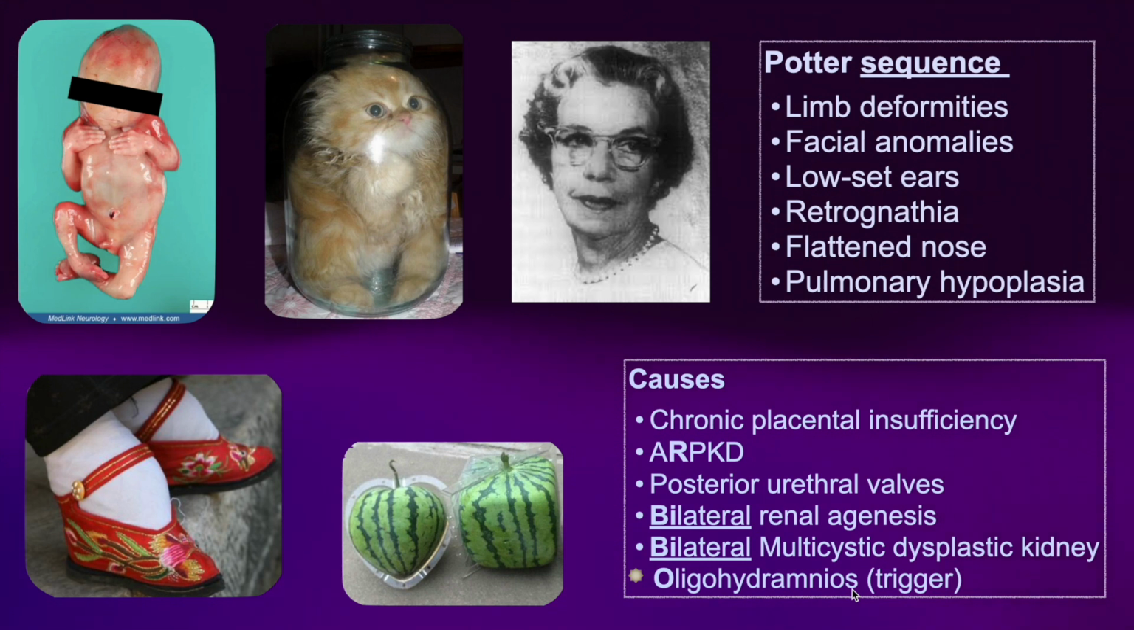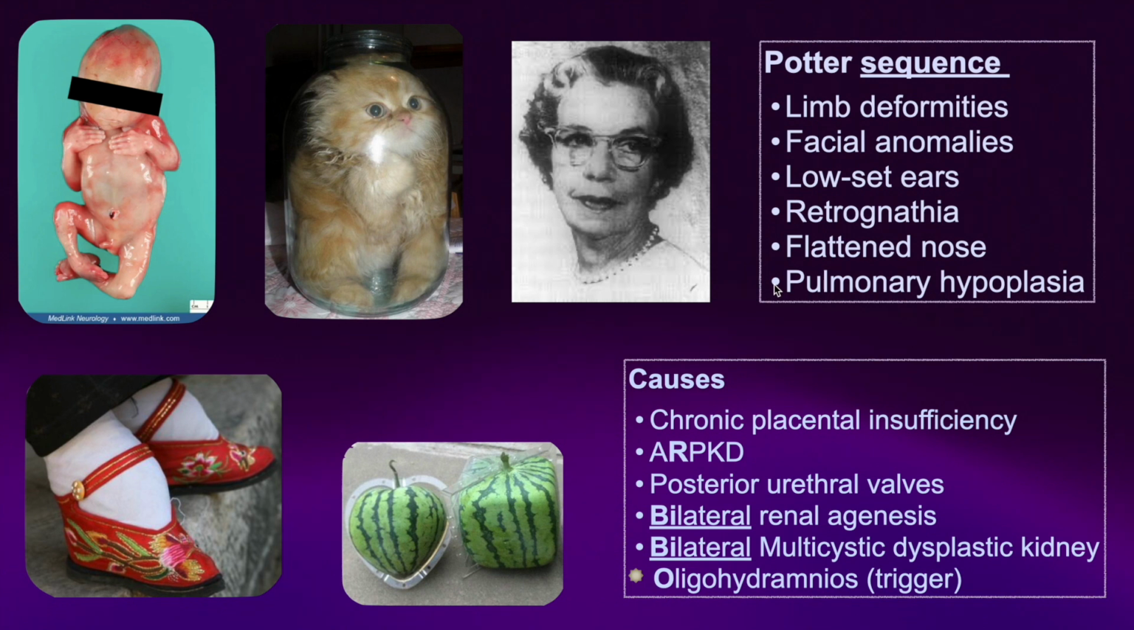Without functional kidneys, the fetus is unable to produce urine, leading to reduced amniotic fluid levels. The lack of amniotic fluid can then result in various physical deformities in the developing fetus, including limb deformities and facial anomalies, for example, low set ears, retrognathia, flattened nose.